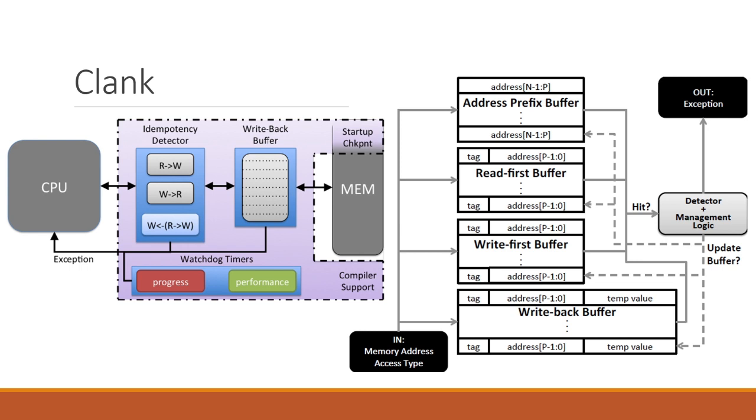The second watchdog timer is the performance watchdog. The performance watchdog is responsible for optimizing system performance by balancing the checkpoint and re-execution overhead. In intermittent computing environments, Clank aims to maximize the number of instructions executed between checkpoints to minimize energy consumption and improve efficiency.